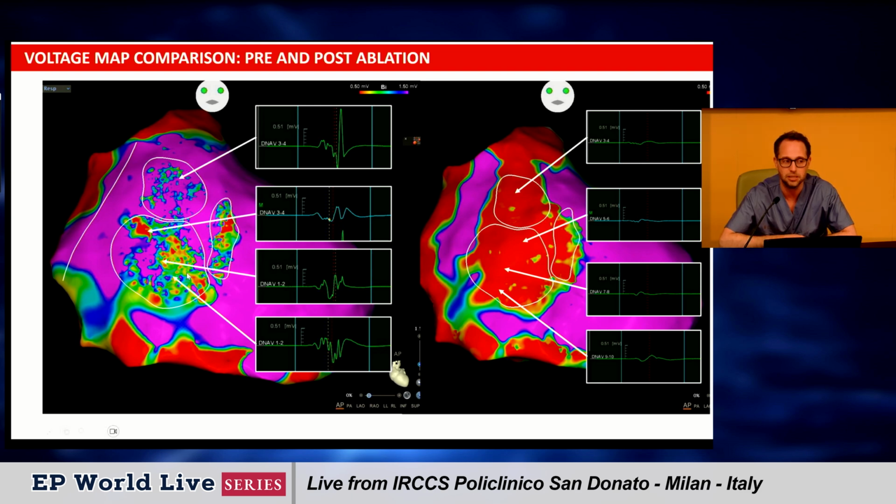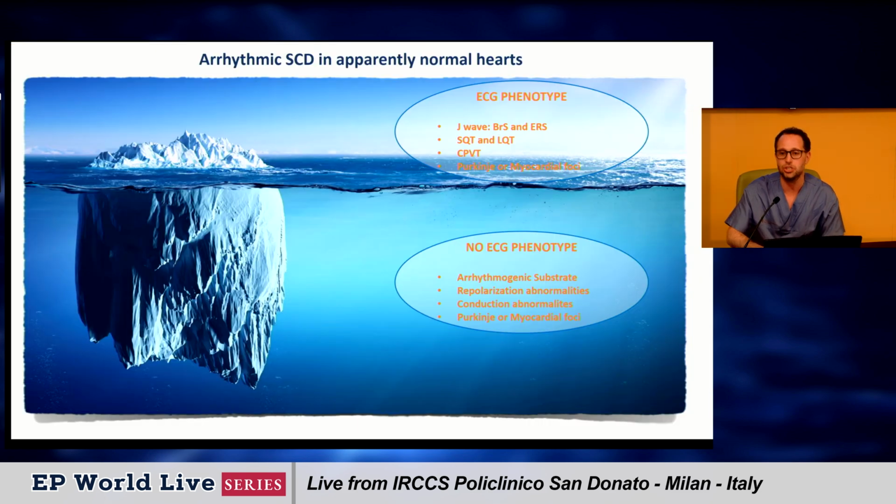Those abnormalities are typically represented by late activity, fragmented components, and multiple peaks, which are the target of our ablation. And in fact, by ablating this area and homogenizing the substrate, which is the ultimate goal of this ablation procedure, we get rid of this epicardial activity and the ECG abnormalities.